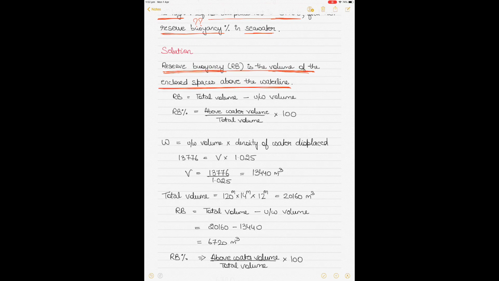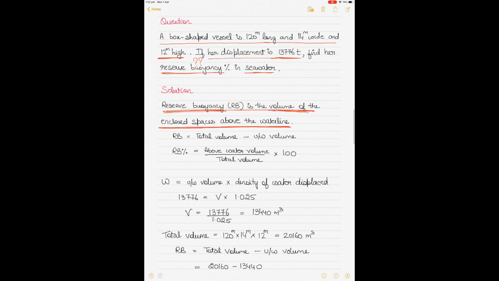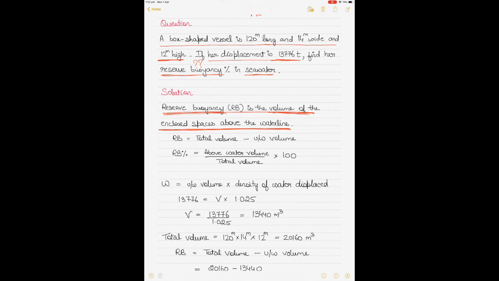Alright, so when we go into advanced stages, you will realize how this is important when bilging takes place or when there is flooding or any kind of leaks on the ship. You will realize why this is important later on, but for now this much is enough. Therefore your reserve buoyancy, which is denoted by RB here, equals total volume of the ship minus the underwater volume.